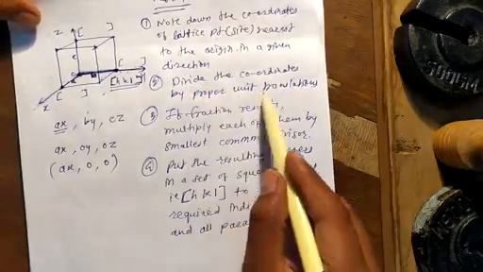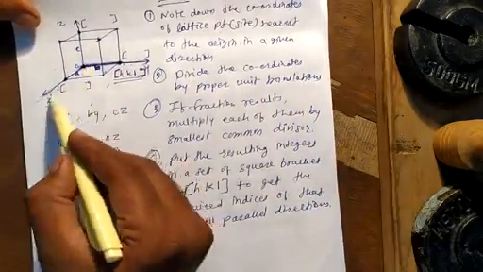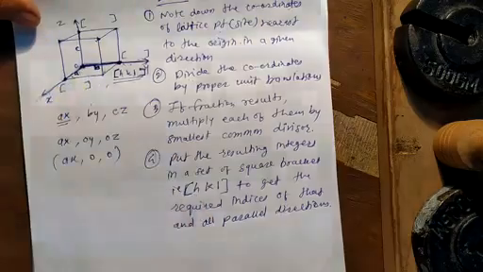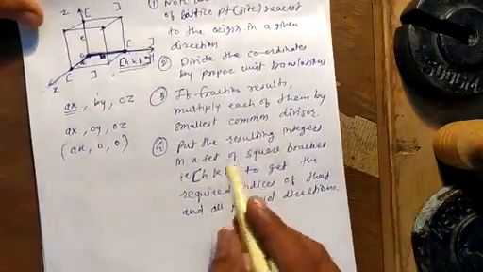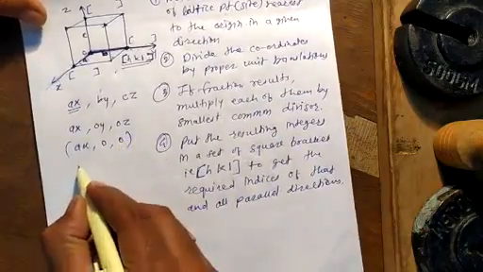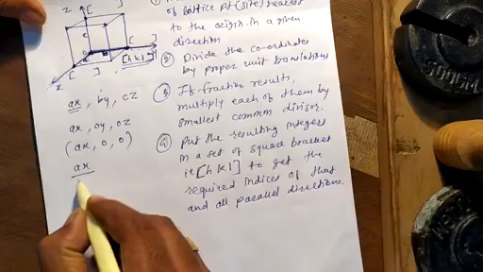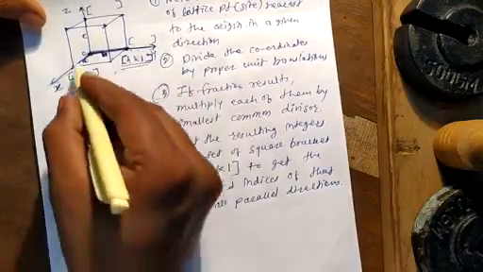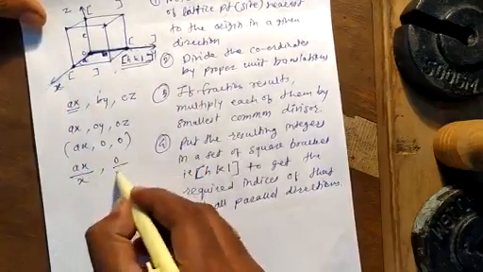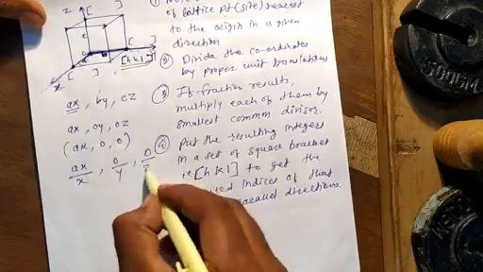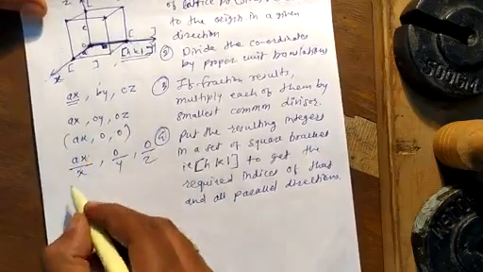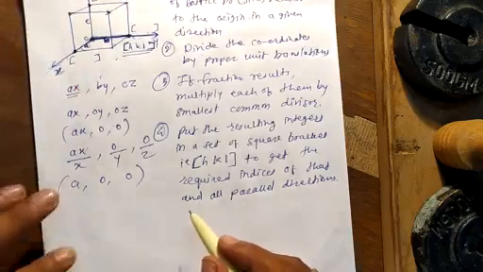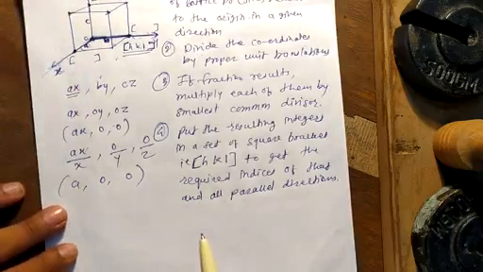Now the second step: divide the coordinates by the proper unit translation. Here the translation vector along this direction is a. Now divide these coordinates by the translation unit vectors: ax divided by x, 0 divided by y, and 0 divided by z. Therefore we get a, 0, 0.